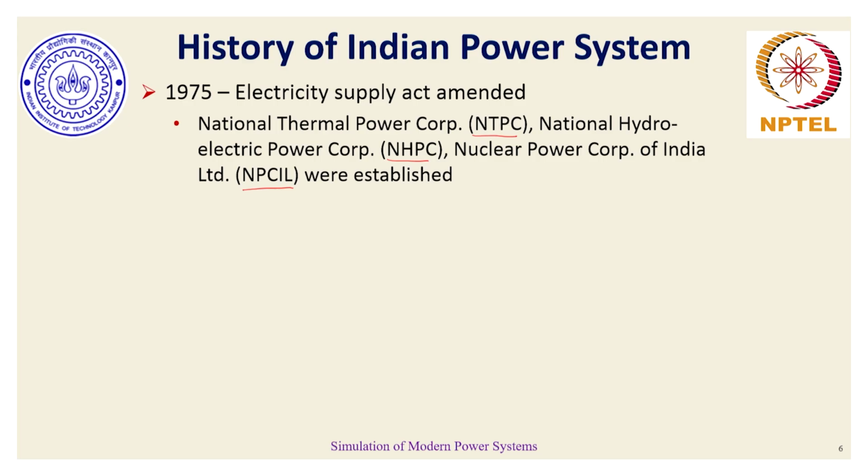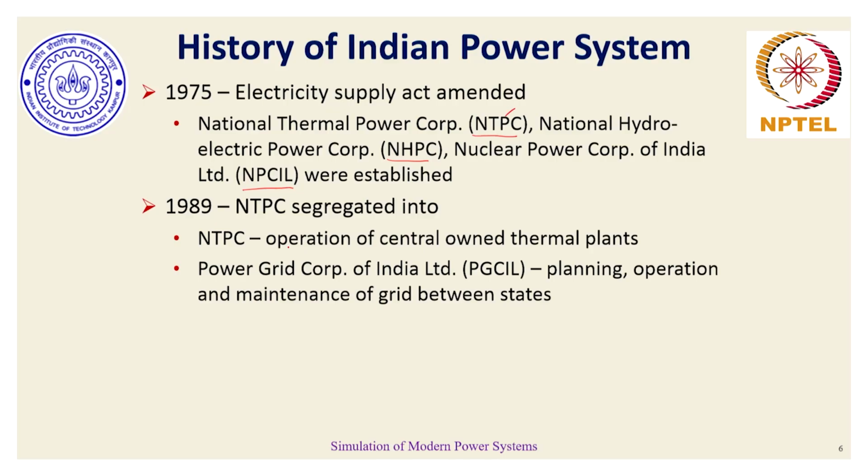But as the electricity demand increased, in 1989 the Electricity Act was again modified, which led to the segregation of NTPC into the usual NTPC, responsible only for the generation aspect, and a dedicated, unbiased, fair third-party entity called Power Grid Corporation of India Limited, which was supposed to oversee the planning, operation and maintenance of the Indian network grid between these different states.